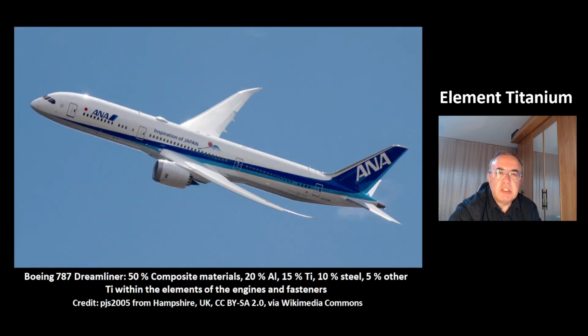This is a nice picture of a big airplane, a Boeing 787 Dreamliner. It contains 50% composite materials, 20% aluminum, 15% titanium, 10% steel, and 5% other materials. And the titanium is within the elements of the engines and fasteners.